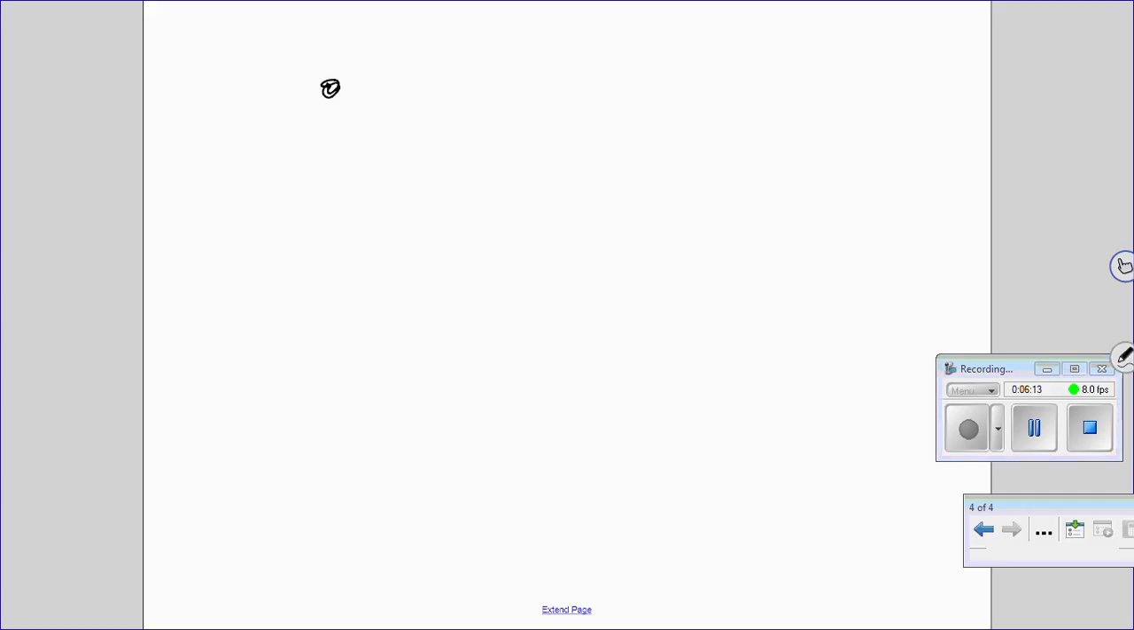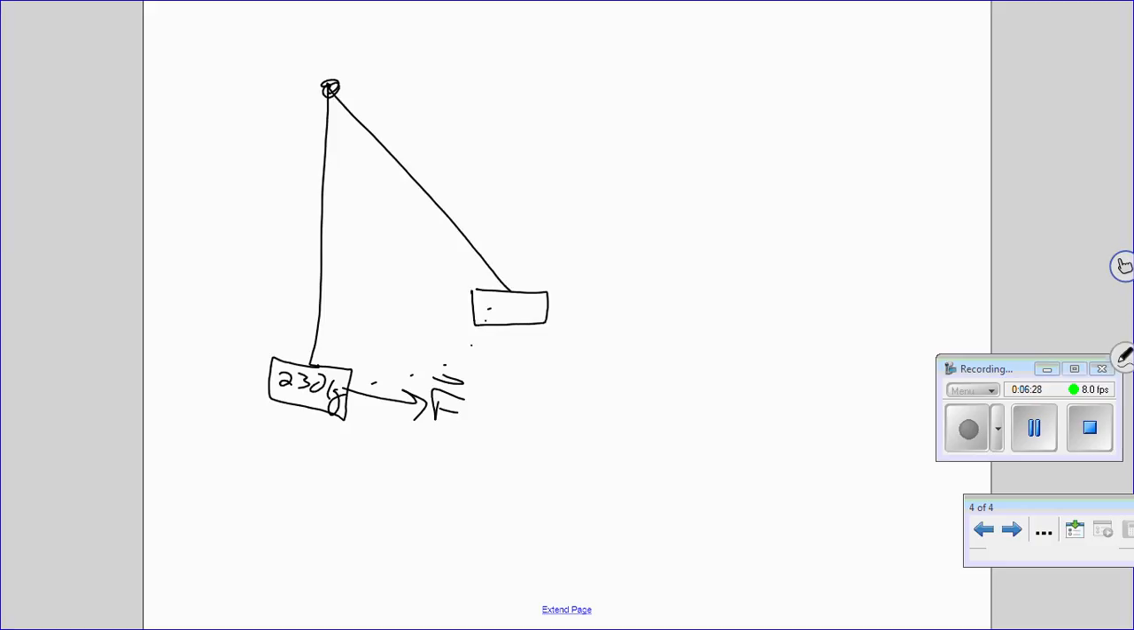So here's your crate. It's 230 kilograms. Why they chose such a big number, I don't know. Here is the force that you're applying. You cause it to swing up to this point here. We know this radius, this length is 12 meters. Same thing over here, 12 meters. The crate begins at rest. So the velocity here is 0, the velocity here is 0. All right?